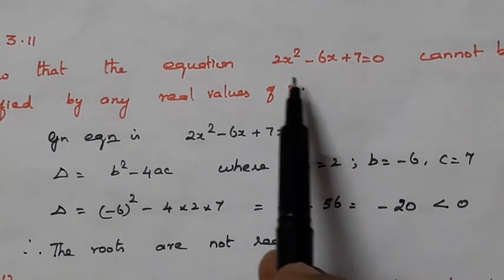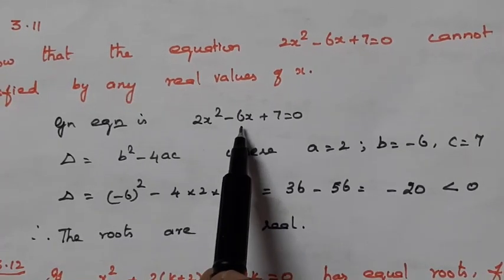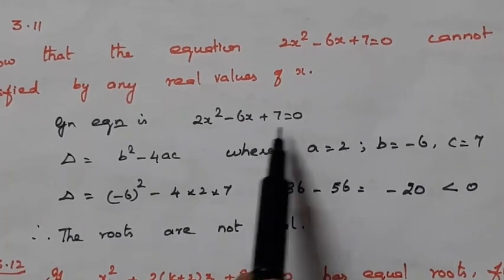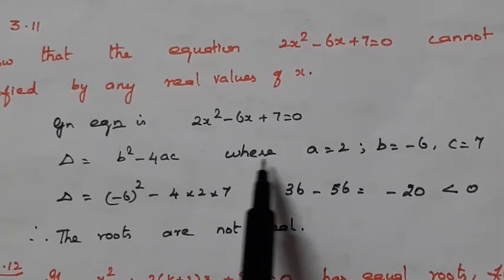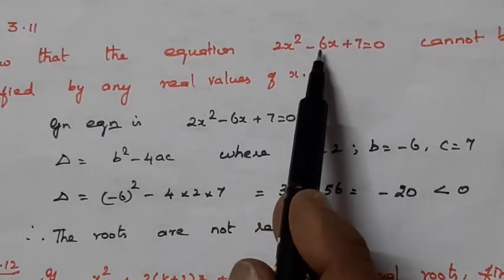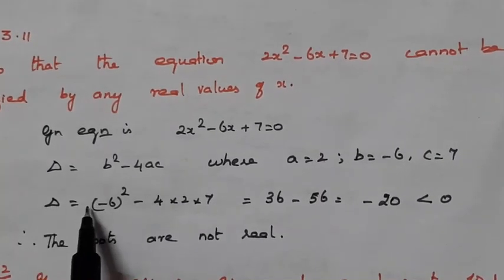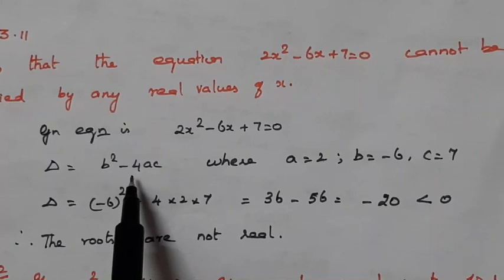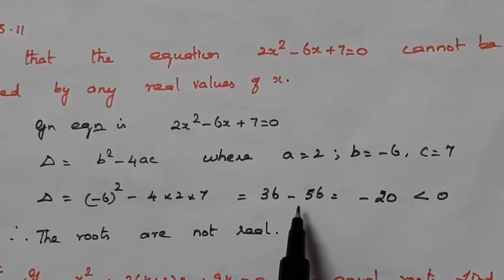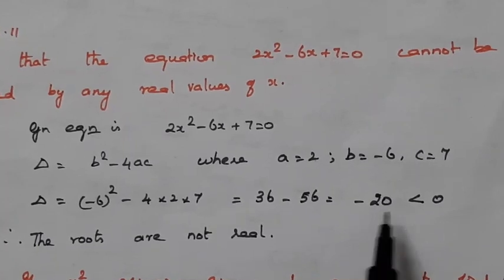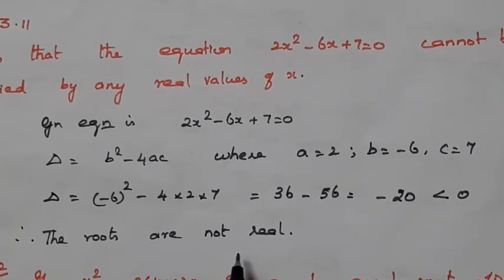So let us see what would be the value of delta. The given equation is 2x squared minus 6x plus 7 is equal to 0. So delta is nothing but b squared minus 4ac, where a is 2, b is minus 6 and c is equal to 7. So this delta value is minus 6 the whole squared minus 4 into 2 into 7, that is 36 minus 56, it is minus 20, which is a negative quantity. So as delta is negative, the roots are not real.